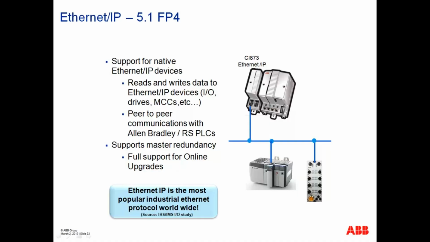800XA Feature Pack 4 includes support for native Ethernet IP devices to be connected to the CI-873 communication board. The CI-873 can be configured to be redundant, and this interface supports tag reading and writing, which allows 800XA AC800M controllers to communicate peer-to-peer to Allen Bradley Rockwell PLCs, as well as various other devices that communicate via Ethernet IP.